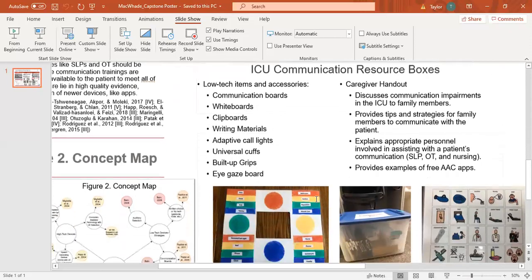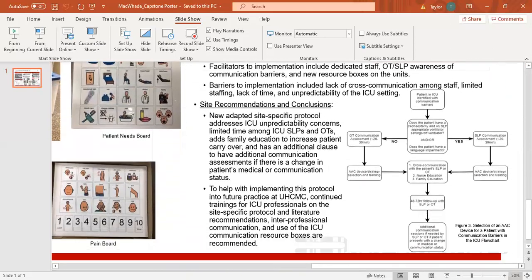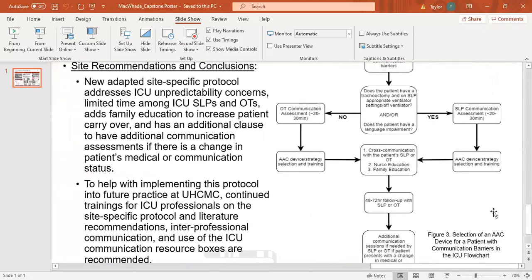The eye gaze board was created just because UH occasionally has higher level spinal cord injuries, GBS patients, or locked-in syndrome who would benefit from this type of device. And then things like adaptive call lights are good because call lights are how patients in acute care and ICUs get their nurses. So having adaptive call lights like a breath call light or easy tap allow them to use their call light.